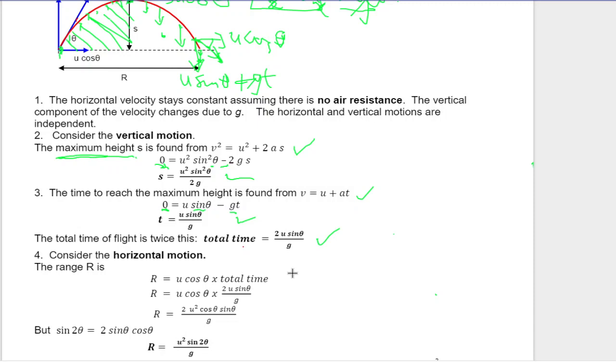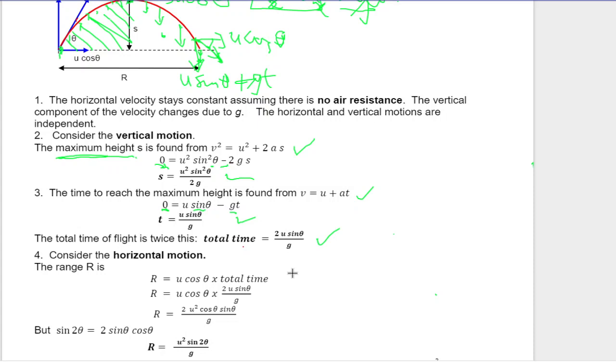Now, sine 2 theta is an identity in mathematics, it is known. So sine 2 theta is equal to 2 sine theta cos theta. So splitting this one, what we got there, we get u squared times 2 cos theta sine theta.